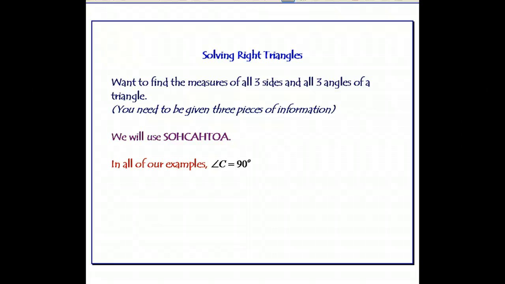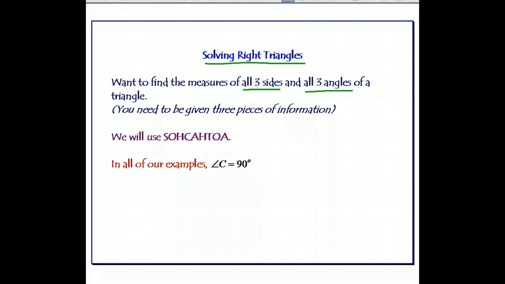Alright guys, welcome to section 2.4, and this is part 1 of the section. In this section we're going to be solving right triangles, and to solve a right triangle that means we're going to be finding all three sides and all three angles. We're going to need 6 parts to this. We will need to be given 3 pieces of information, and we will employ our SOHCAHTOA techniques.